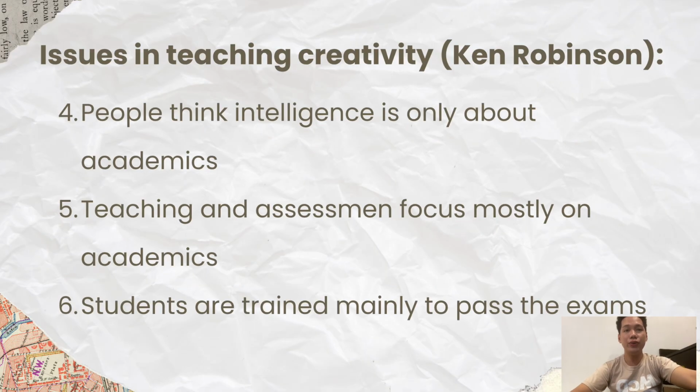So the fourth issue is that people think intelligence is only about academics. Many schools measure intelligence through exams and academic performance alone. However, students can also be intelligent in music, arts, dance, creativity, and other talents that are not always recognized.